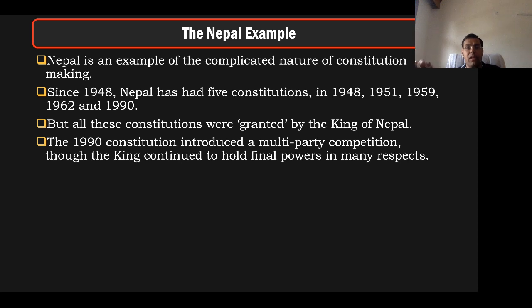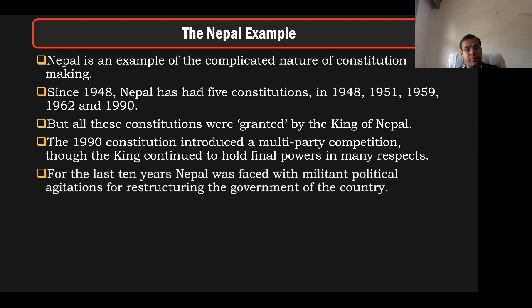So it introduced a multi-party competition, though the king continued to hold final powers in many respects. King had final powers in many respects. This was in 1990. For the last 10 years, Nepal was faced with militant political agitations for restructuring the government of the country. So, militant political agitations would be there.